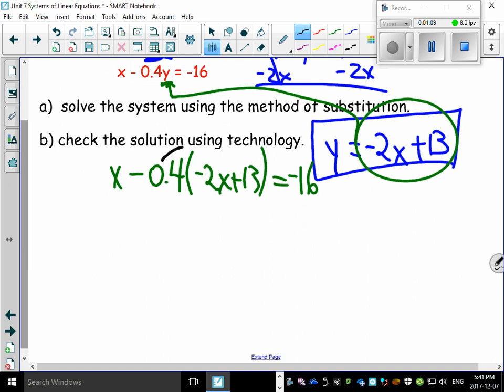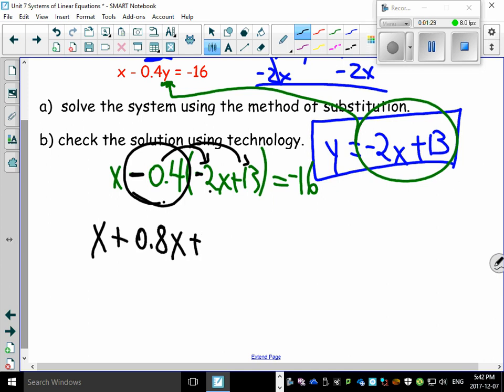Okay, so we're going to take this now and distribute it. But don't forget, because this is a minus, take the minus along with you. So if we distribute, 2 times 0.4 is 0.8. But a minus times a minus is a positive 0.8x. Plus, okay, now we're going to do this one over here. So 13 times 0.4 is actually going to give us 5.2, okay? But remember, it's a minus. So we change this from a plus to a minus 5.2 equals minus 16.